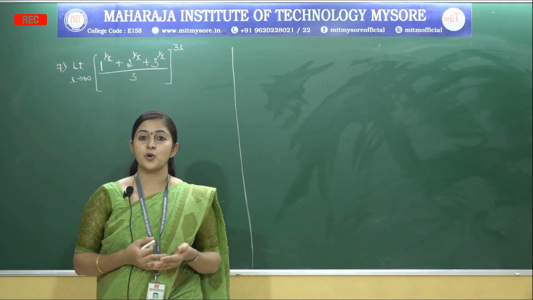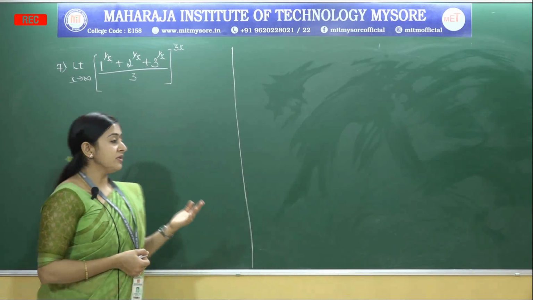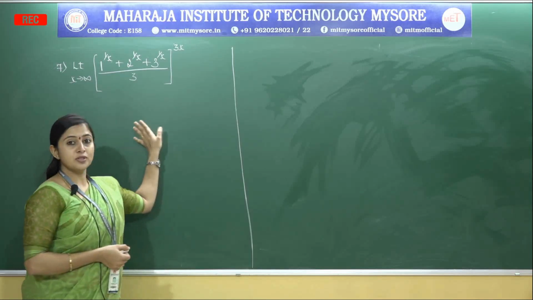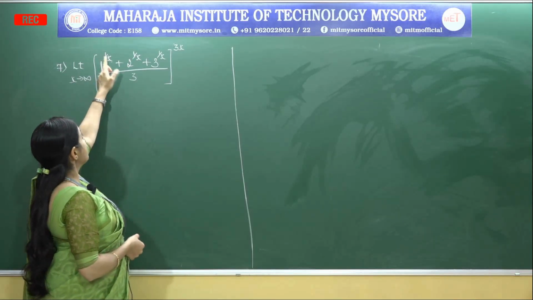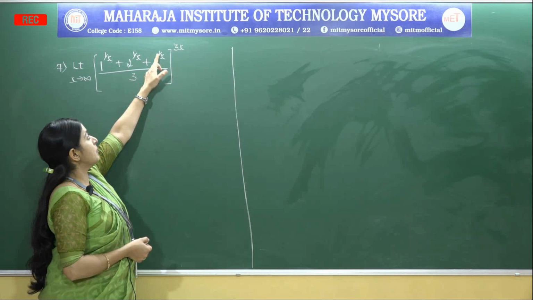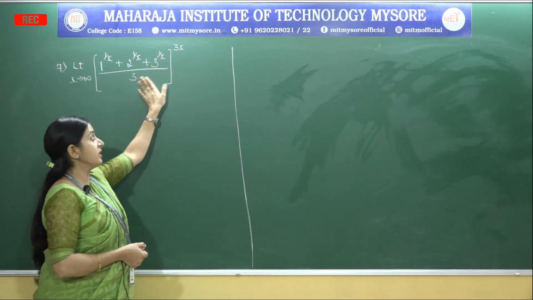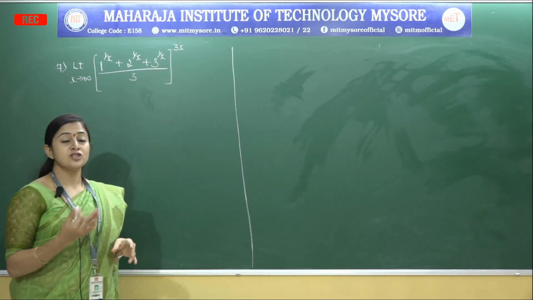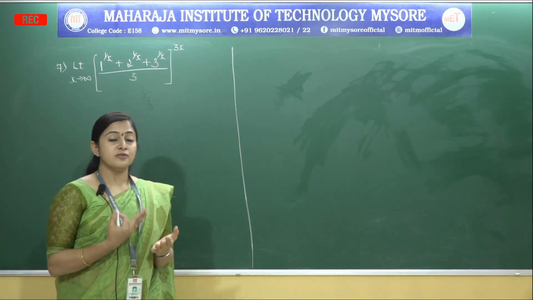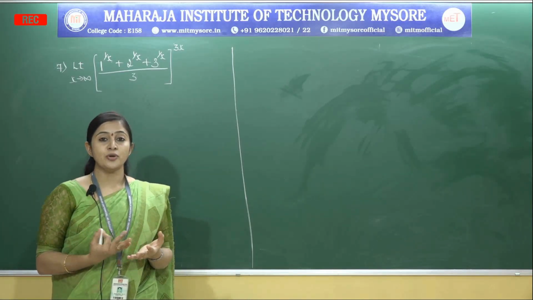So similar to the previous problem, I have the next one. Limit as x tends to infinity of (1 power 1 by x plus 2 power 1 by x plus 3 power 1 by x) divided by 3, whole power 3x. As usual, first you apply the limit, check whether it is an indeterminate form or not.